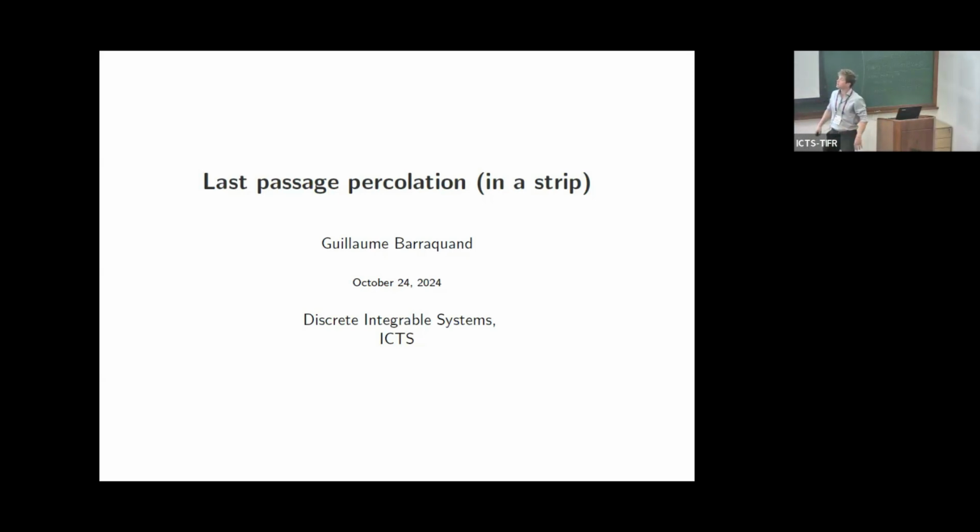So the model of last passage percolation is one of the most studied exactly solvable models in probability. And its solvability is related to symmetric function theory, and specifically the Schur functions. So I'll start with properties of Schur functions. And then we'll see how last passage percolation naturally arises when one looks at these properties of Schur functions.